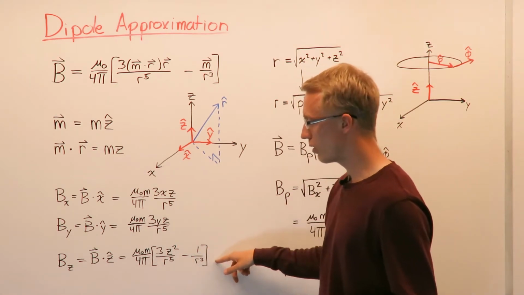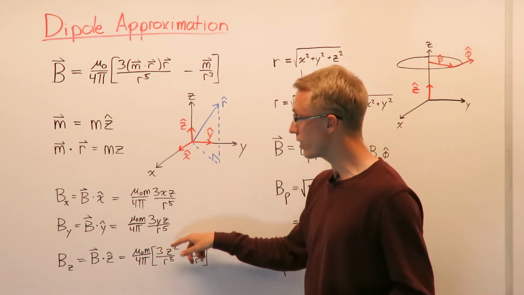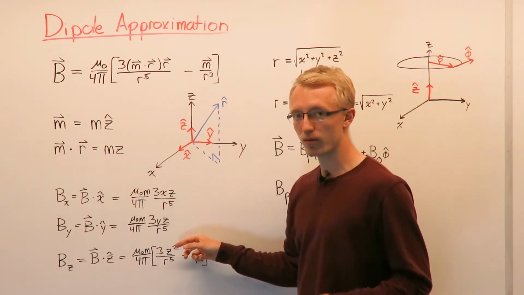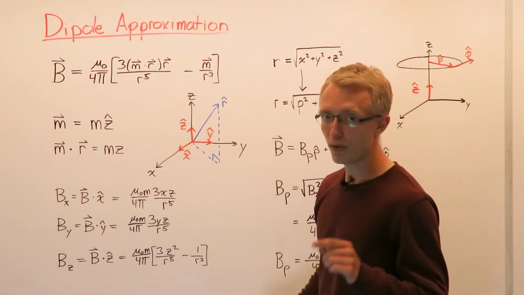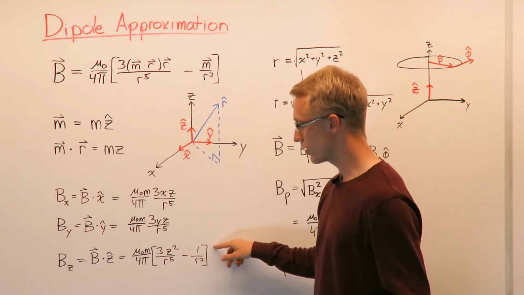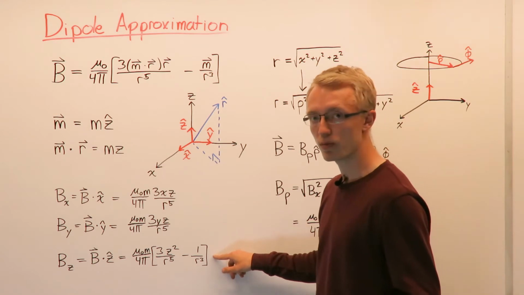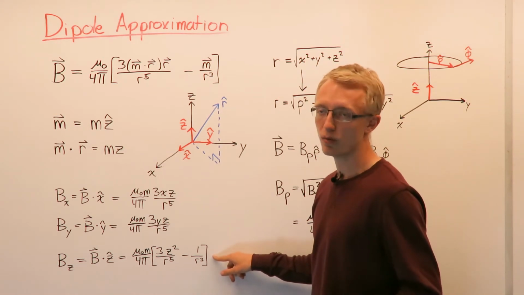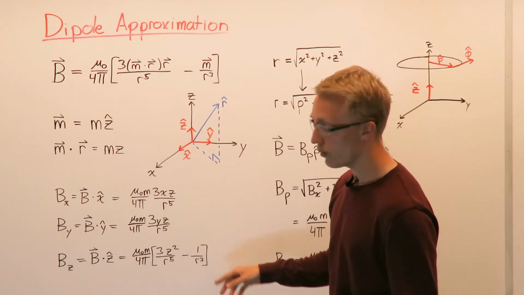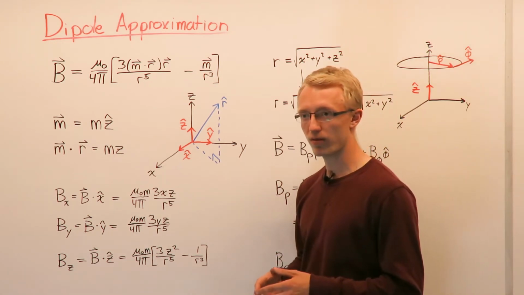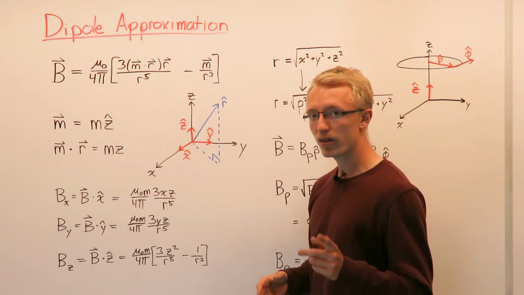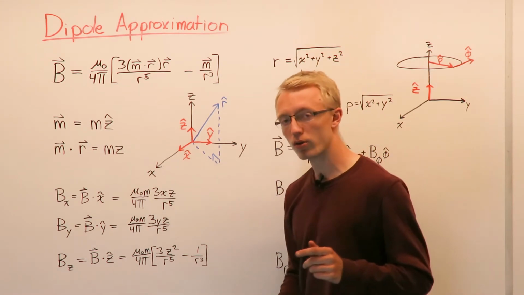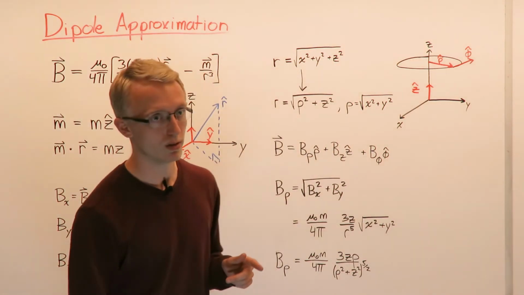Lastly, for the z component, you can see the m and z that come from m dot r, as well as an additional z that comes from z hat dot r. This time, the second term does not drop off, but just becomes 1 over r cubed, since z hat dot z hat is just equal to 1. So now we have our x, y, and z components of the field, but since our field and pipe are cylindrically symmetric, it's actually more useful to use cylindrical coordinates.